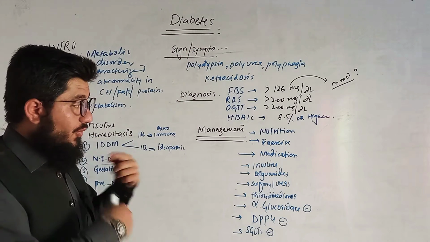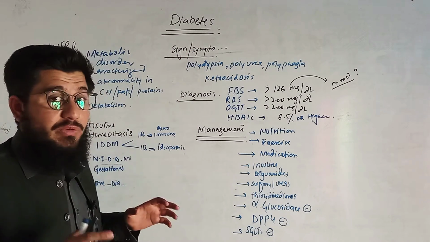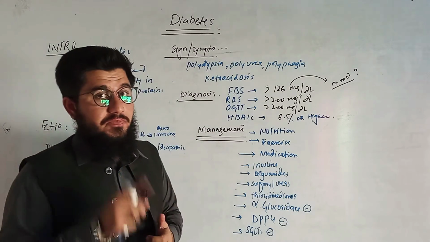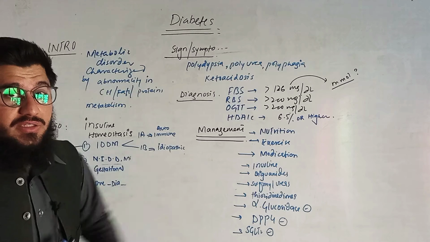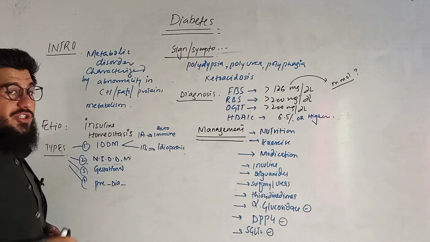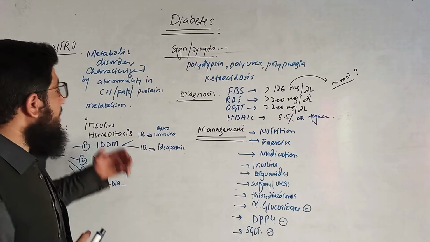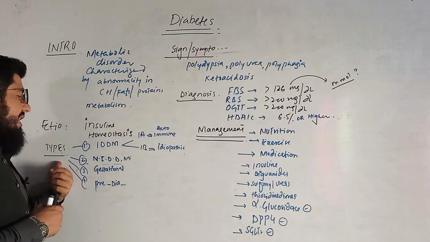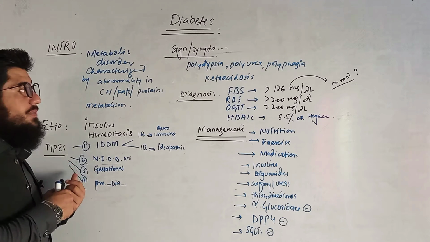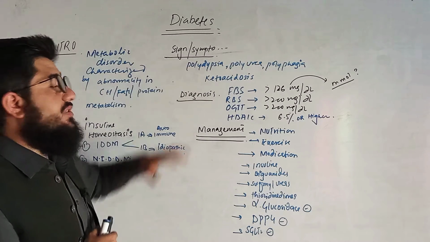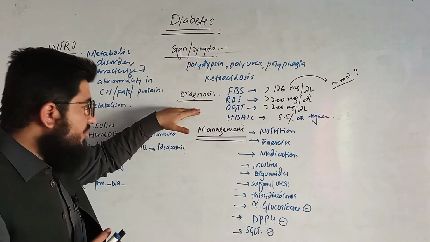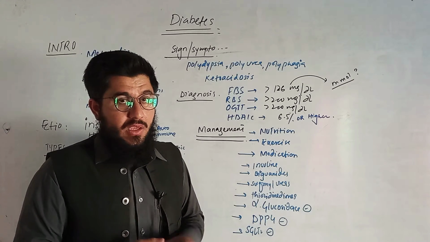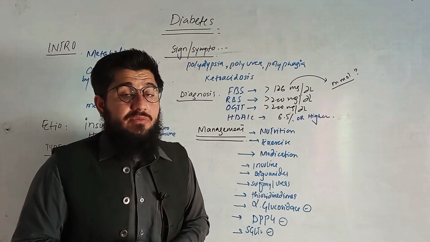Well, before moving towards explanation, let me tell you about the points that I'm going to discuss in today's lecture. First of all, I'll tell you what is diabetes. Then I will talk about the introduction or the definition of diabetes. After that, I will talk about the etiology and pathophysiology. Then I will talk about the types. Then we will talk about the signs and symptoms, diagnosis, and at the end, we will talk about the management.